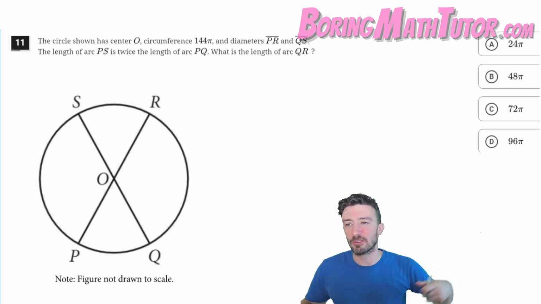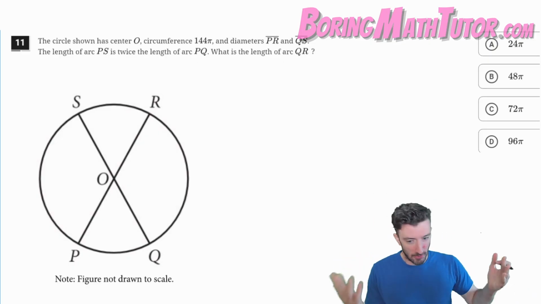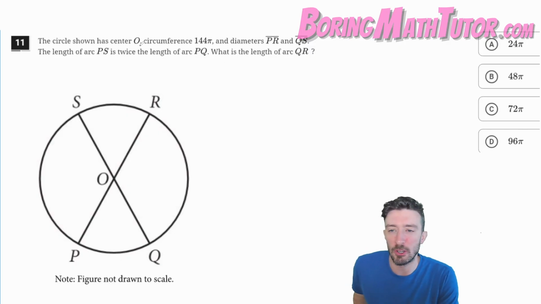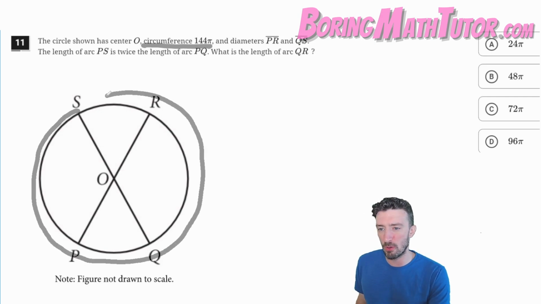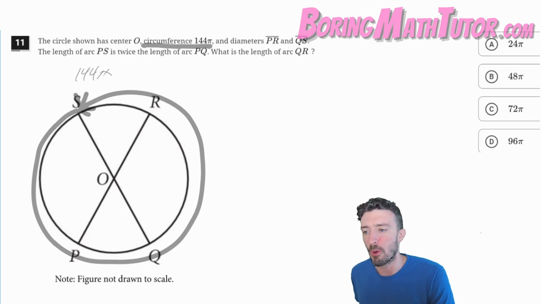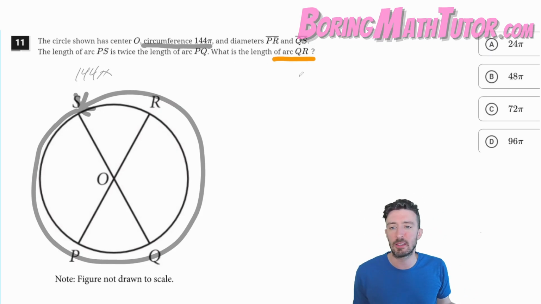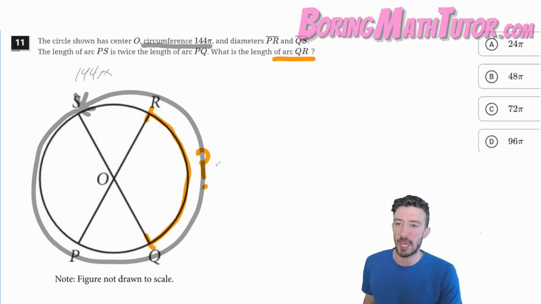Geometry, circles. What do these two words have to do with one another? Let's find out. The circle has center O, circumference 144 pi. That means the length all the way around is 144 pi. Then what are they asking for? They're asking for the length of arc QR. That would be here, just a piece of that.